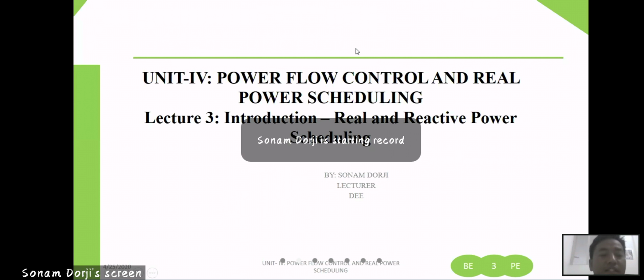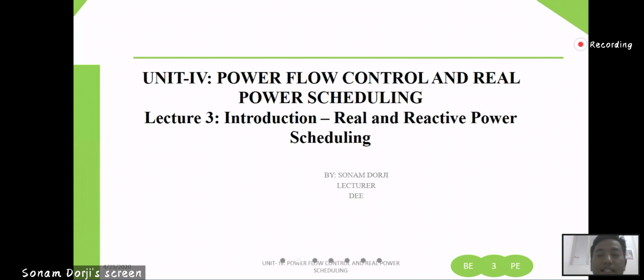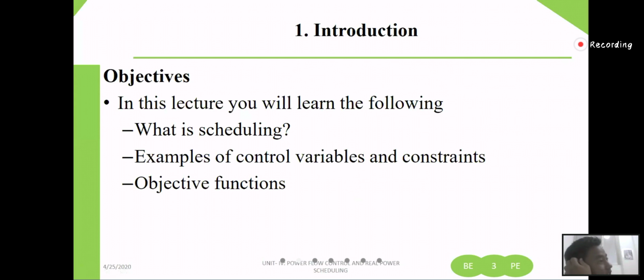Okay, so today we will be studying real and reactive power scheduling, but today we'll start with just an introduction to real and reactive power scheduling. Last class we learned about how to control the power flow. There are different techniques with which we can control the power flow. We can use TCR, and we can use a step changing transformer, or we call it a phase shifting transformer, and then AC to DC, DC to AC conversion, and then we can control the power flow.